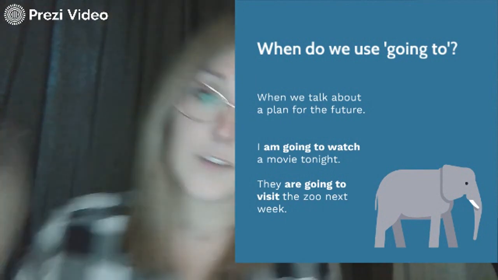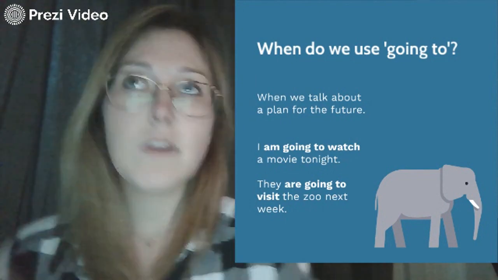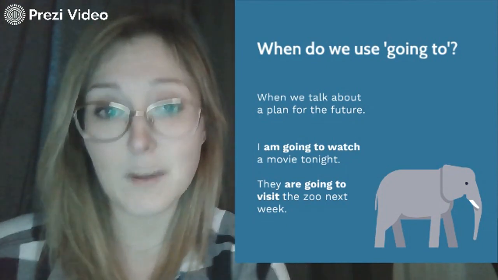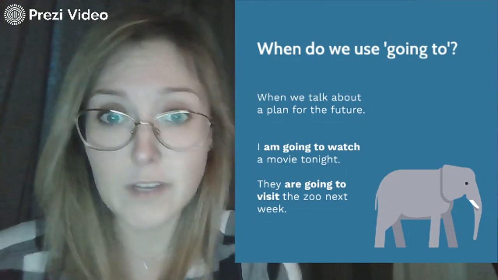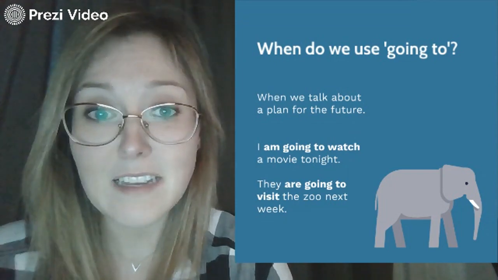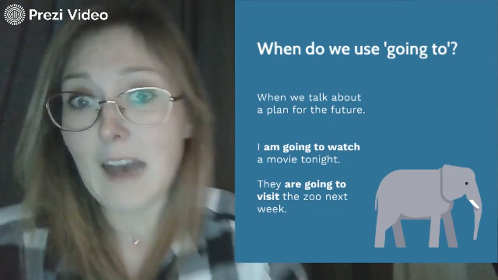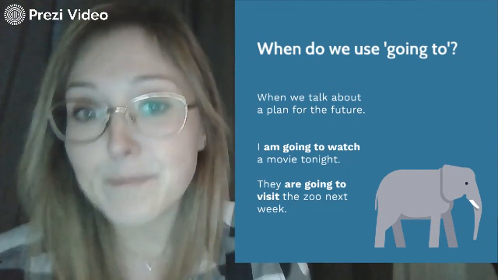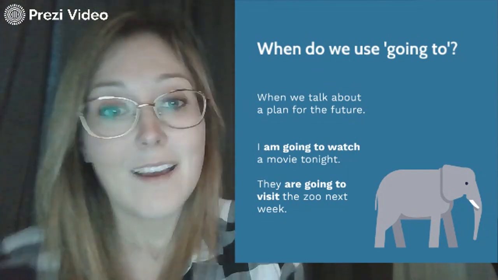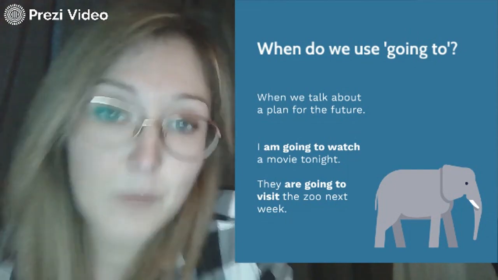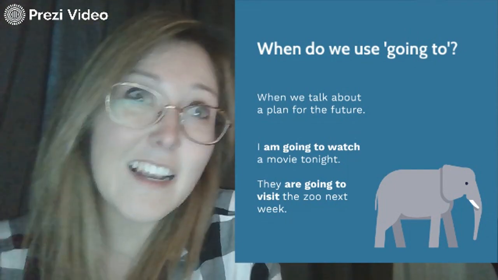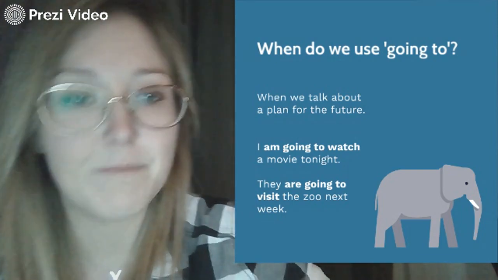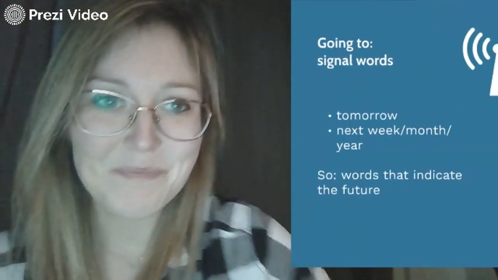Now, when do we use going to? We use going to when we talk about something that we are planning to do in the future. So, a plan that we have for later tonight, or for next week, or for next year, or maybe a plan that we do not have for next year. So, I am going to watch a movie tonight, is a plan that I have. They are going to visit the zoo next week. I don't think that they are actually allowed to visit the zoo, but still, they are planning on going, so they are going to visit something in the future.